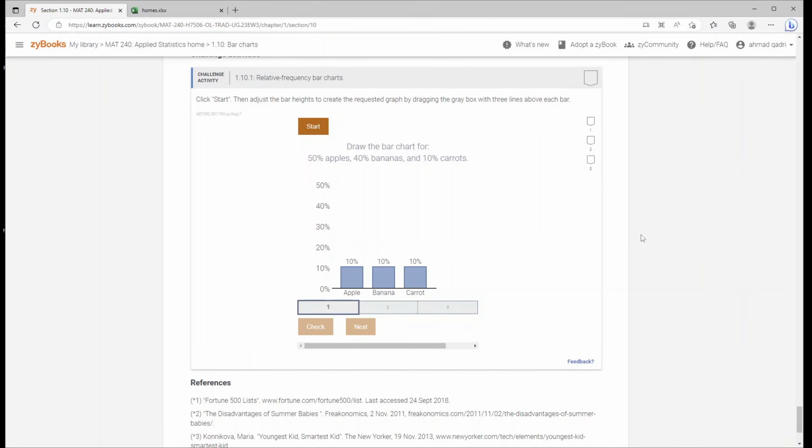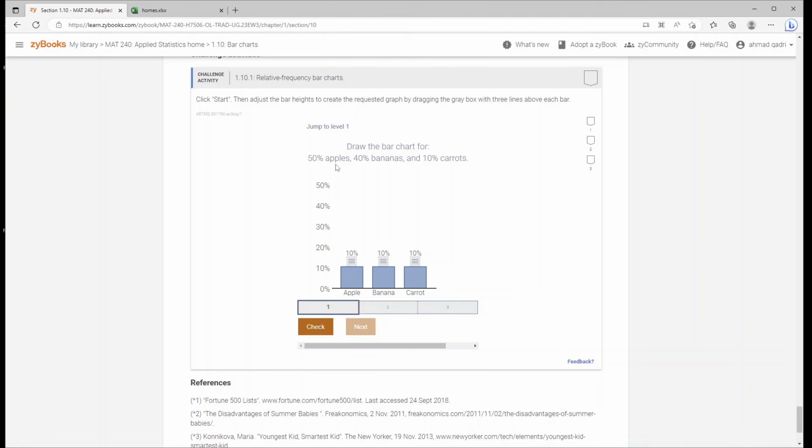This is challenge activity 1.10.1. So this is about relative frequency bar charts. So let's start. And the question is, adjust the bar heights to create the requested graph by dragging the gray box with 3 lines above each bar. So we need to drag this up to the correct level here.